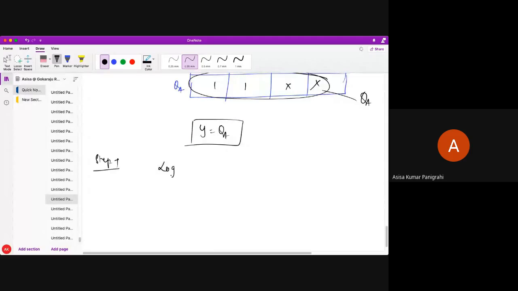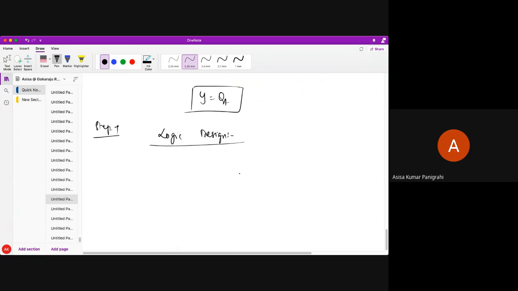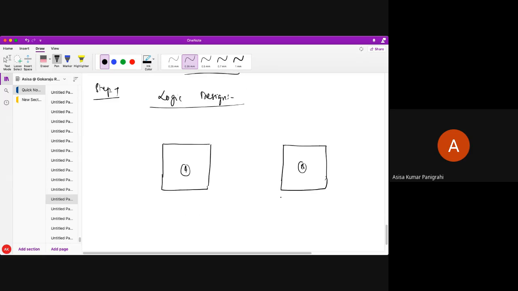Step number 7 is sequential logic design. For that, as I told you, I require 2 flip-flops, which are T flip-flops. This is my flip-flop A, and this is my flip-flop B. I am doing this for clocked sequential circuits with a synchronous clock pulse. So this is my clock pulse, and this is my TA, this is my QA bar, this is my QB bar, this is my TB.